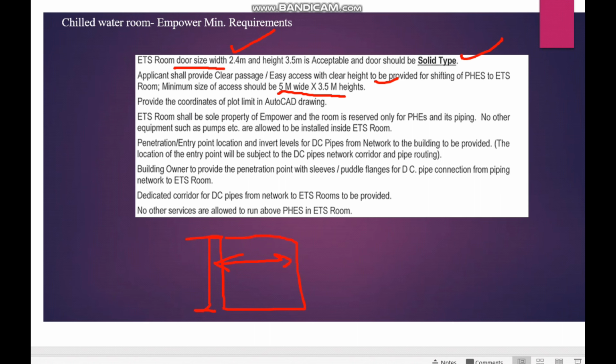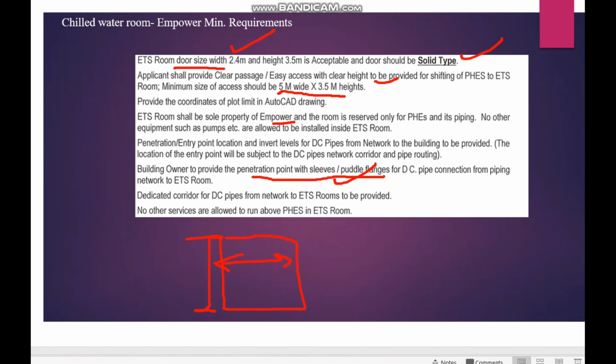Then the ETS room is the property of the Empower. That means you have to provide the key to the Empower. This is only the property of the Empower. They will control it. So then the important thing is, whenever a pipe enters into the ETS room, you have to provide the puddle flange or sleeve.